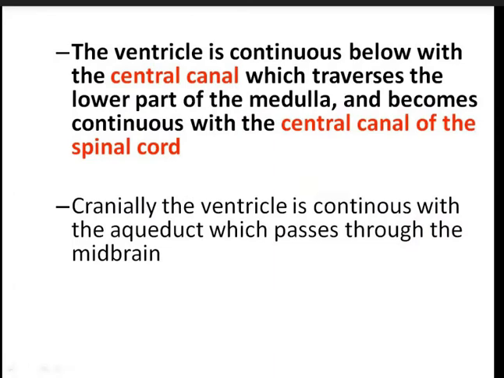The ventricle is continuous below with the central canal of the spinal cord, which traverses the lower part of the medulla and becomes continuous with the central canal of the spinal cord. And cranially, the ventricle is continuous with the aqueduct, which passes through the midbrain. So the aqueduct is the junction between the midbrain and the third ventricle.